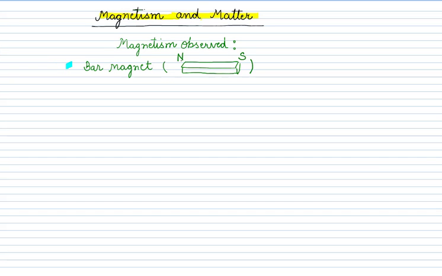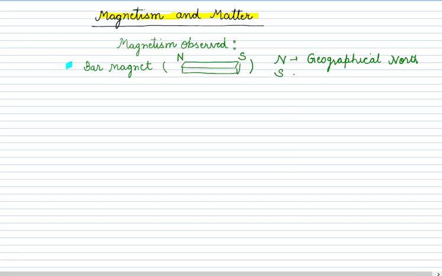Also, do you know that this N also points toward geographical north, and the south of the bar magnet points to the geographical south? Now, what is this geographical north and geographical south? These are simply our North Pole and South Pole. So if we draw our Earth in a very simple way, say this is the North Pole and this is our South Pole.